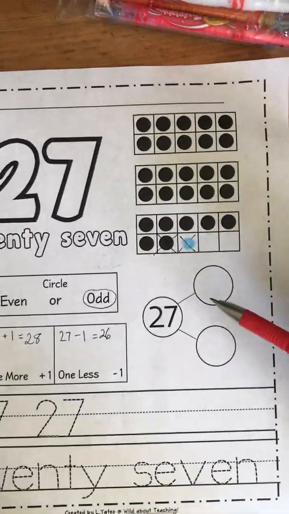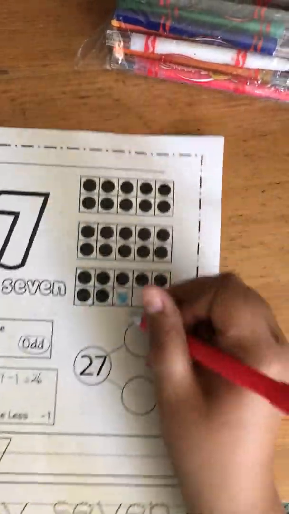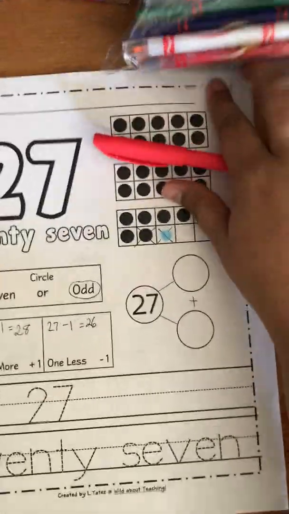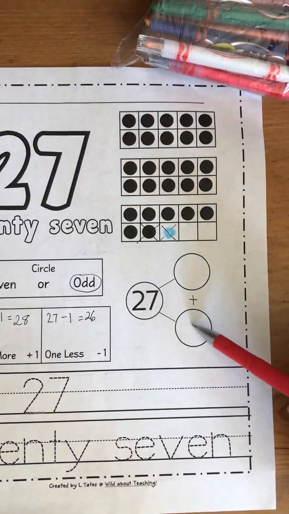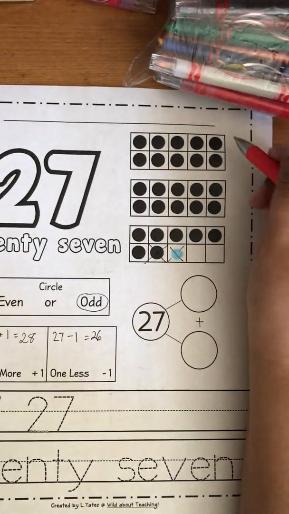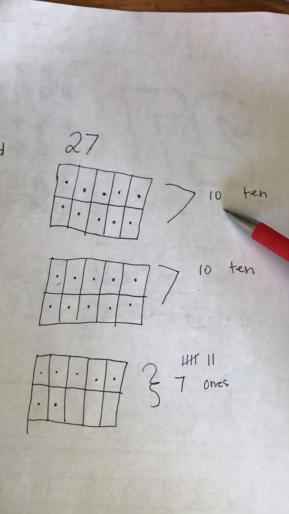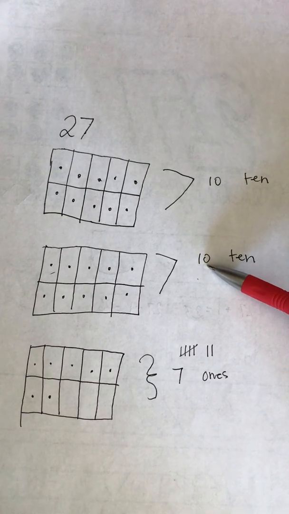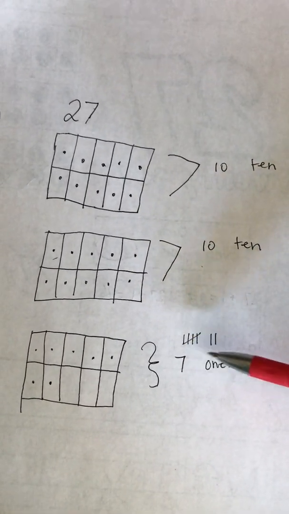Okay, we're going to move on to our bubbles. So like we would do in class, we always add the plus sign here in the middle. Okay, so here's our plus sign, and we want to see what two numbers add up to make 27. So we can use this one. We already have it written here. So my first 10 frame is 10. My second 10 frame is also 10. So I have 10 dots here and 10 dots here. And then my third 10 frame, I only have 7.